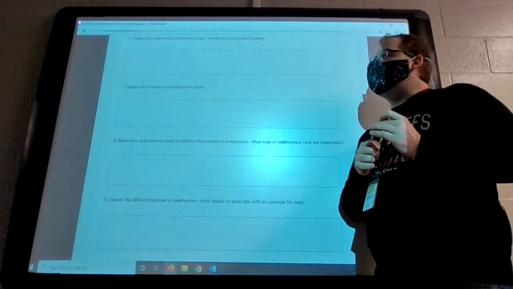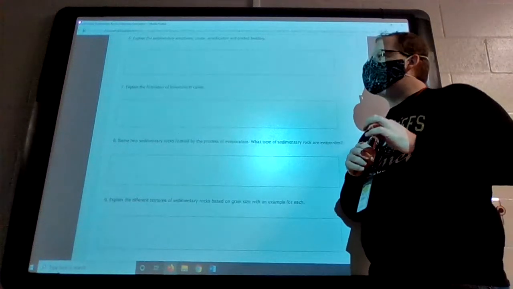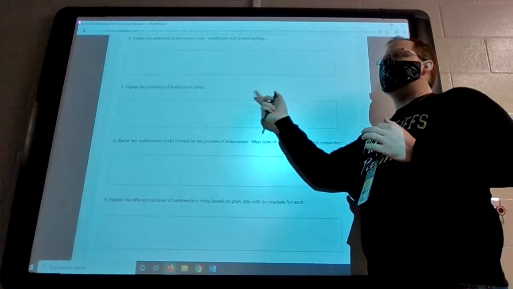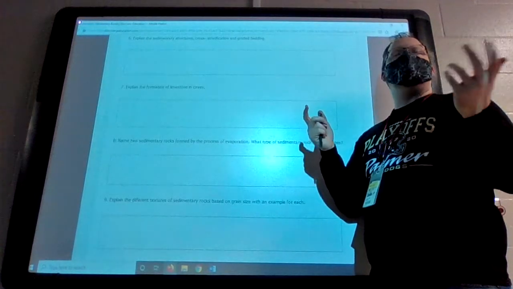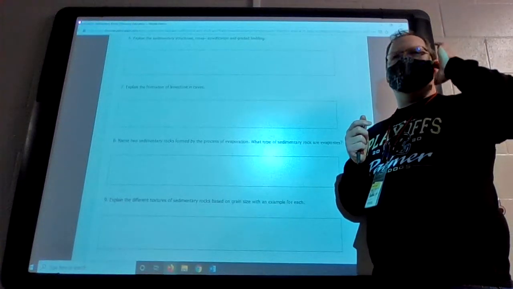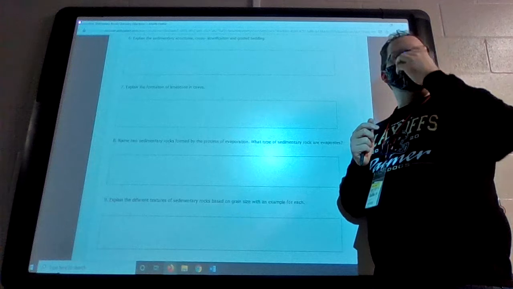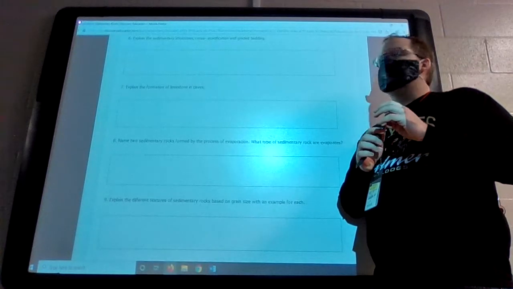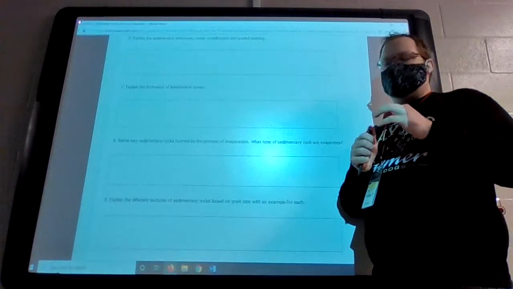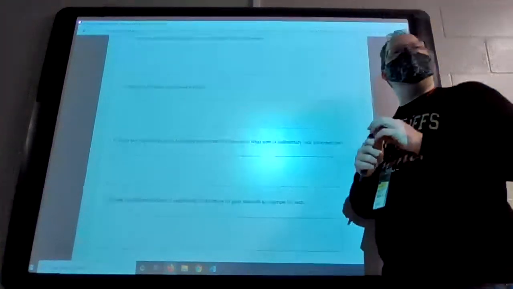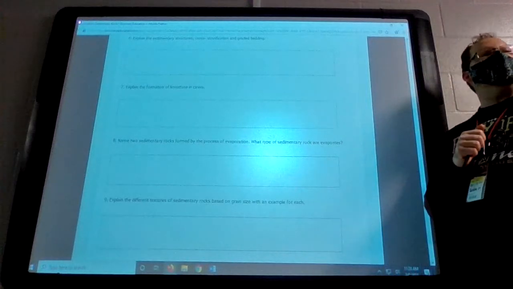Okay, explain the formation of limestone in caves. This is going to be very similar to what they're asking about with stalactites and stalagmites. So how do stalactites and stalagmites form? What do you need for a stalactite and stalagmite to form? Water. And what's the water doing? Moving. It's moving, but specifically where do stalactites and stalagmites happen in a cave?